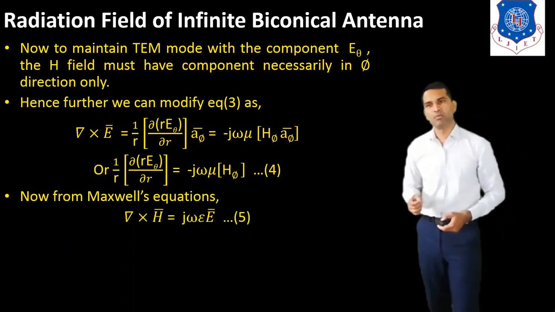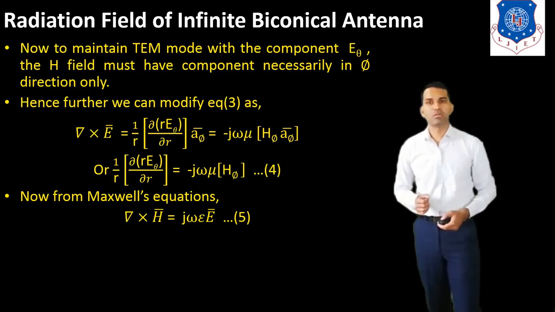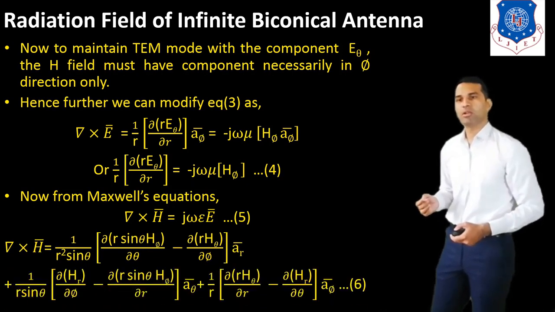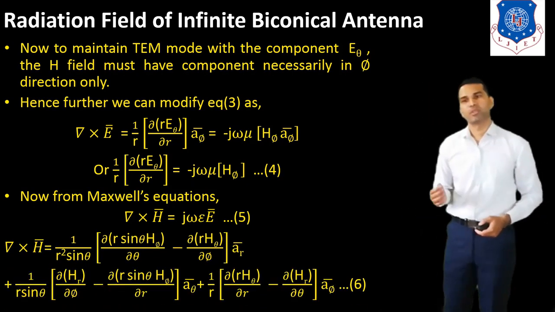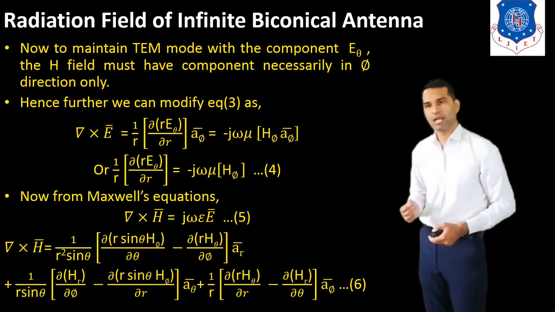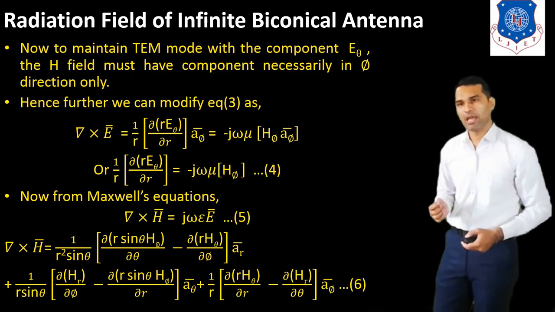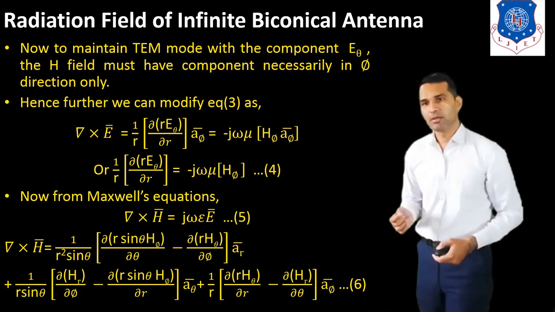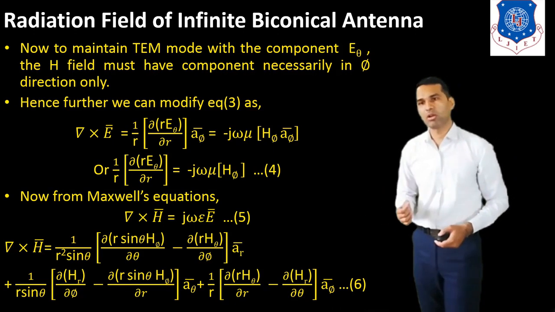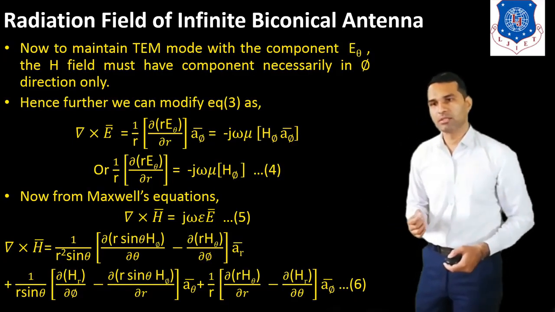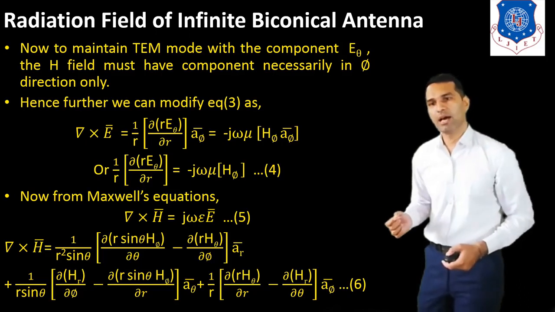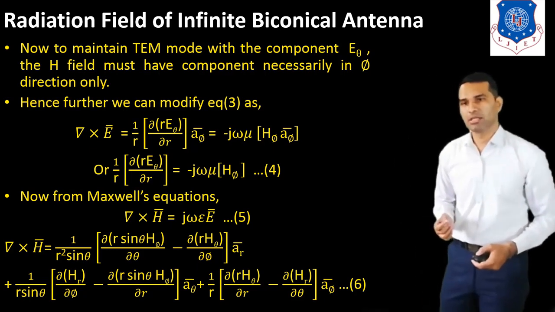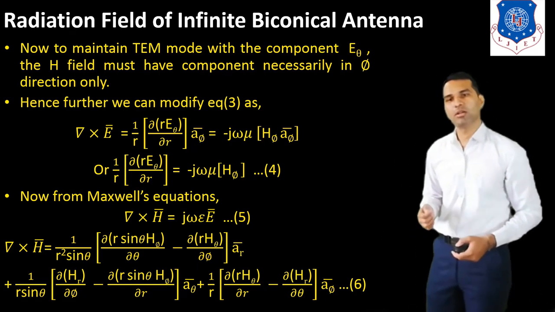Now from the Maxwell equation we can also write del cross H equals j omega epsilon into E. And when we put in the value of H, del cross H equals 1 upon r squared sin theta [del(r sin theta H phi)/del theta minus del(r H phi)/del phi] a r, and also the a theta component 1 upon r sin theta [del H r/del phi minus del(r sin theta H phi)/del r] a theta, and also the a phi component 1 upon r [del(r H theta)/del r minus del H r/del theta].